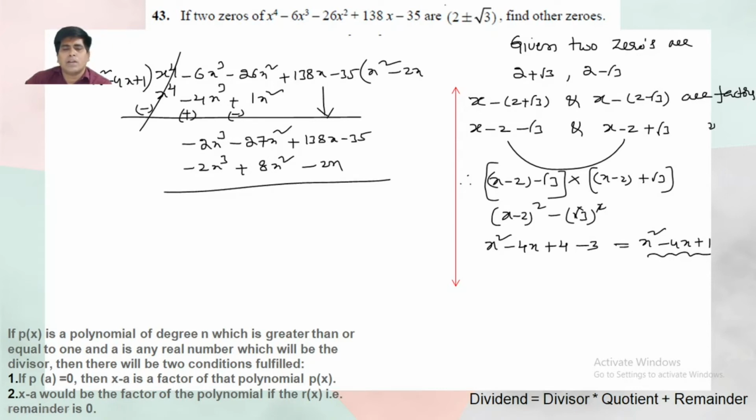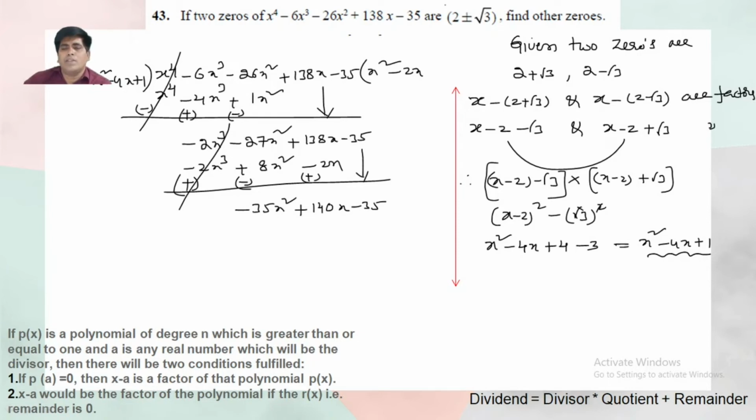So while subtracting, change the signs. Plus becomes minus, and minus becomes plus. So change the signs. After that, what are you getting here? Ultimately you are getting minus 8 minus 27, minus 35x square. And here it is 140 plus 2 plus 138. It is clearly 140x. And the remaining you can copy down.